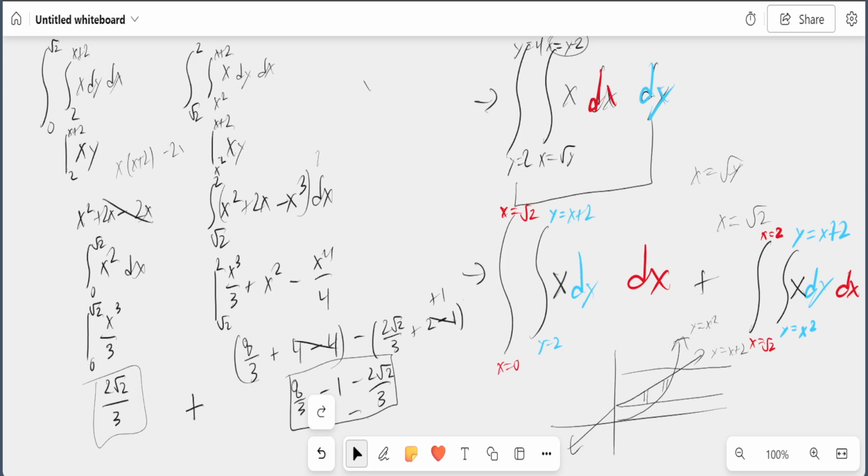Hold on. I think maybe something's wrong with the equations because I plugged it into the calculator and it gave 5 thirds and not a negative answer. Yeah, for this integral, right? For this integral, yeah.